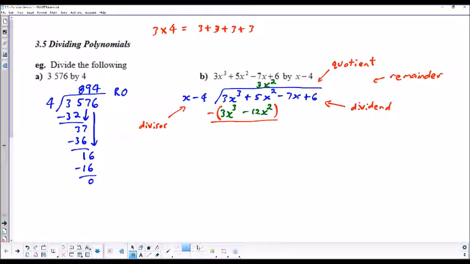And then I subtract. I say 3x cubed minus 3x cubed, well, that's 0. Then I do 5x squared minus negative. That minus negative will then become a plus. So 5x squared minus negative 12x squared gives me 17x squared. Okay, I'm going to now bring down this negative 7x.